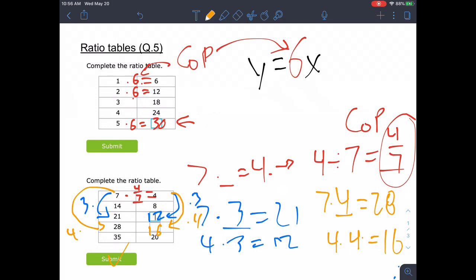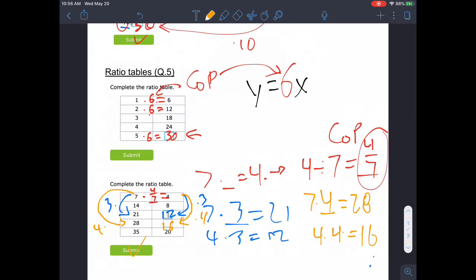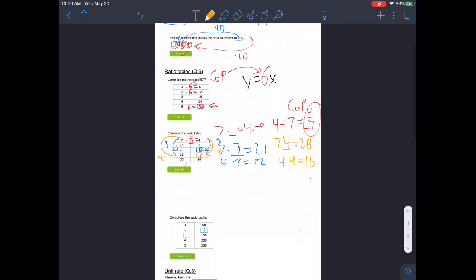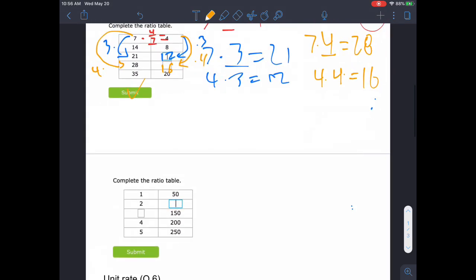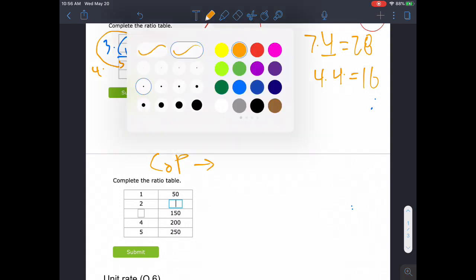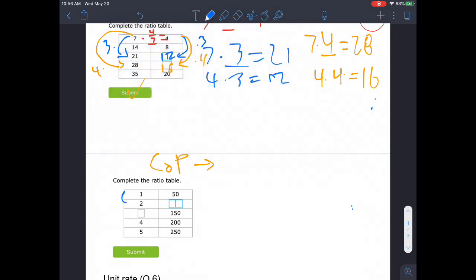Okay. So as it progresses, they get a little bit harder, and they start mixing other things up. There's one more of these ratio tables I want to do, because now it's still got 2 empty boxes that you have to fill in, but they're on different sides of the table. That's fine. We can figure it out. You can use a constant of proportionality, or you could use a scale factor and move up and down.